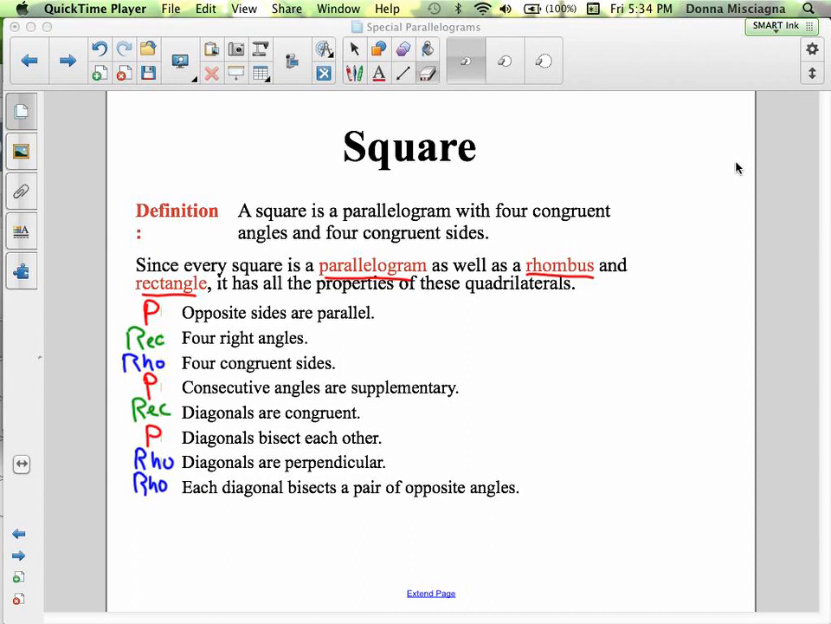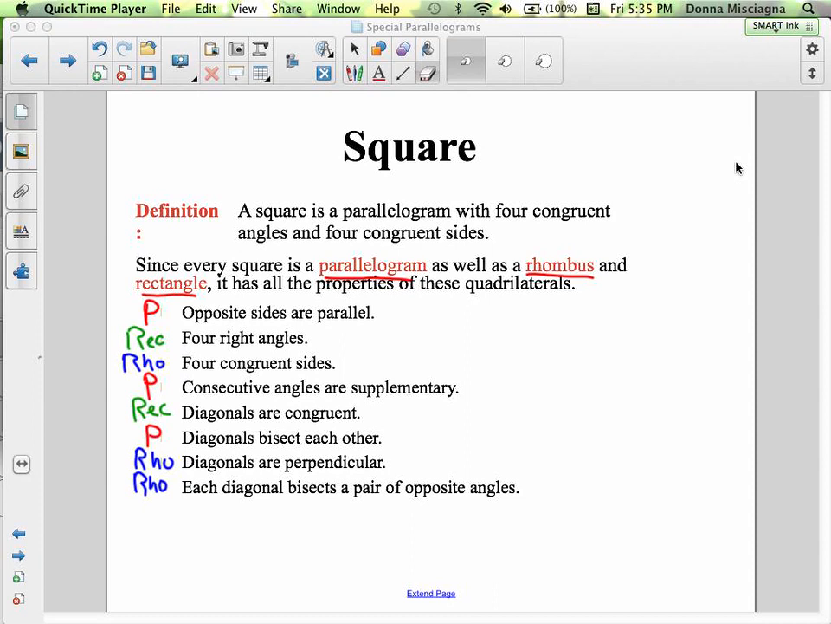And a square is a type of parallelogram. REC means it's a property of a rectangle, and a square is a type of rectangle. And RHO is rhombus, and a square is a type of rhombus. Right? So a square is a parallelogram with 4 congruent angles and 4 congruent sides. That's what makes it a parallelogram, a rectangle, and a rhombus.